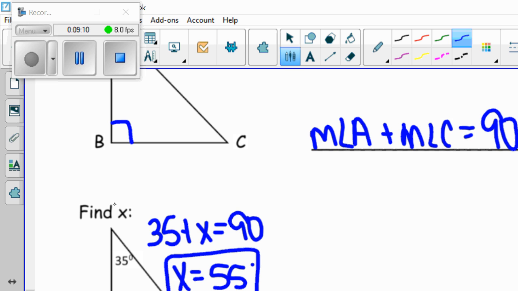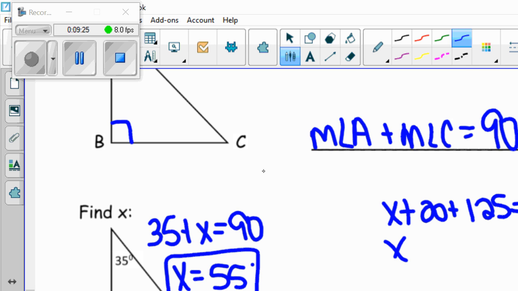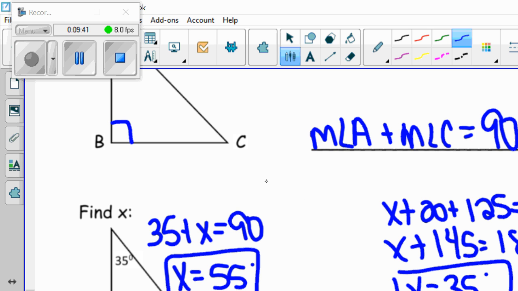Number 2, I have an obtuse triangle, 125 degrees, 20 degrees, and X. I know all of these have to add up to equal 180. So X plus 20 plus 125 equals 180. There's our equation. Combine like terms, so 20 plus 125 gets me X plus 145 on this side equals 180. And now to find X, subtract 145 from 180 and we get 35. Again, X represents an angle, so 35 degrees. All right.